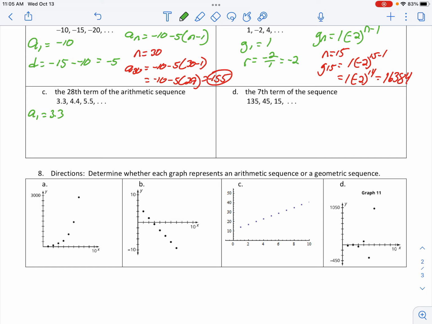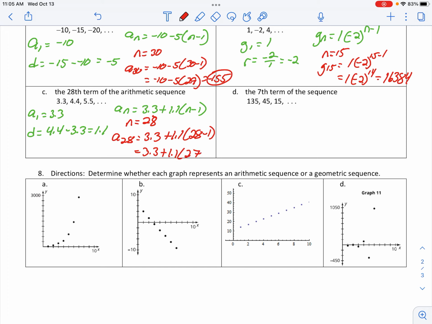Got to know what the common difference is. If you need to calculate it, it's always the second term minus the first term. 1.1 should take you on. 1.1 plus 4.4 is 5.5 and so on. Make the equation, first term plus the common difference, times n minus 1. In this case, they want n to be 28. I want the 28th term. So in my calculator, I'm about to go and type in 3.3 plus 1.1 times 27. Turns out to be exactly 33.